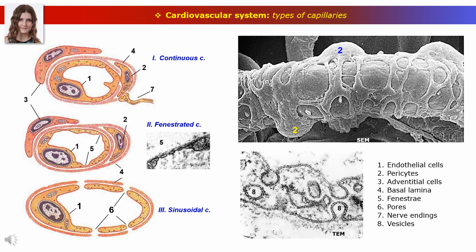Despite the very small thickness necessary for metabolic processes, the general structure of the vessels can be traced in the capillary wall. It consists of three thinnest layers. The inner layer is represented by endothelial cells. The middle layer, by pericytes. The outer layer is formed by thin collagen and elastic fibers and adventitial cells.